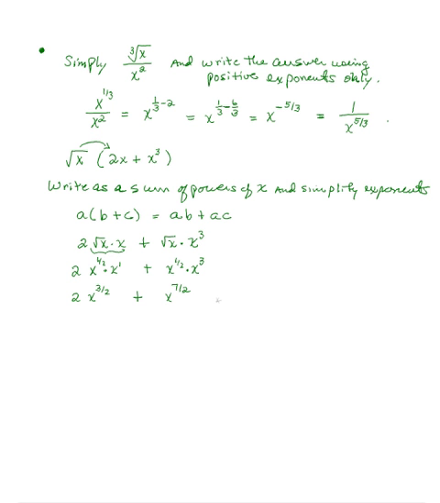Now, we have a sum of powers of x. 2 times x to the 3/2 plus 1 times x to the 7/2, and so that is simplified as much as we can. So that's the end of the second example, and this is the end of part 1.